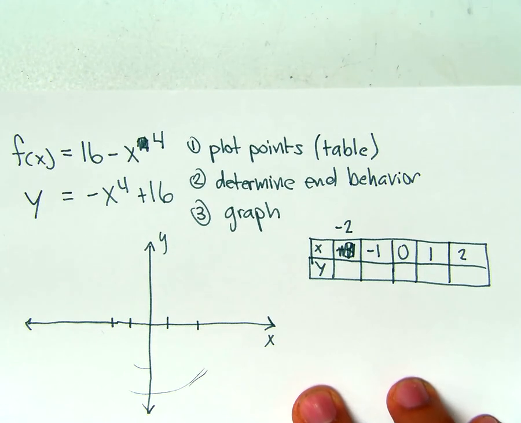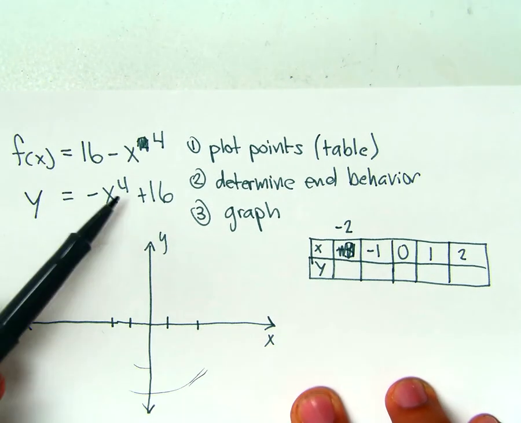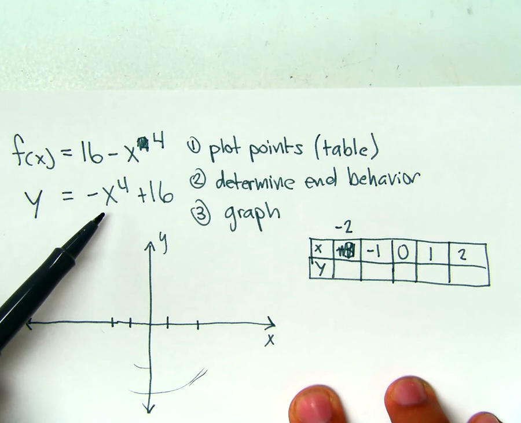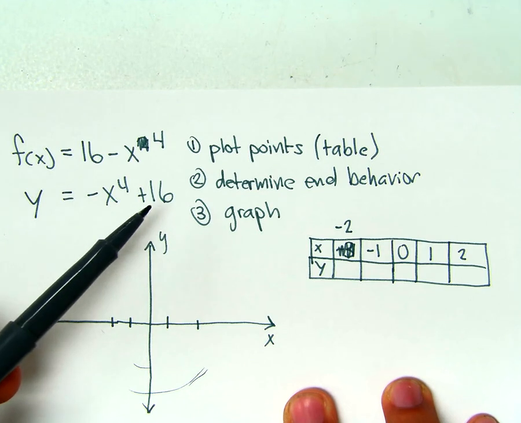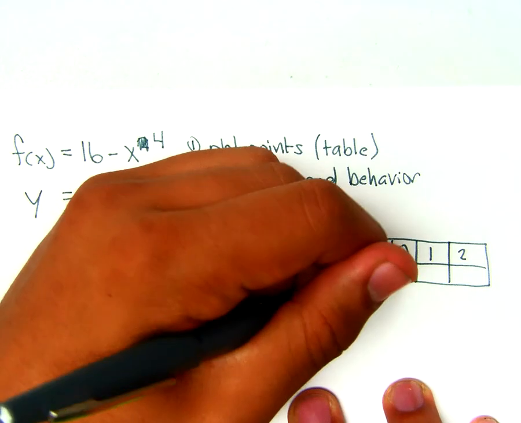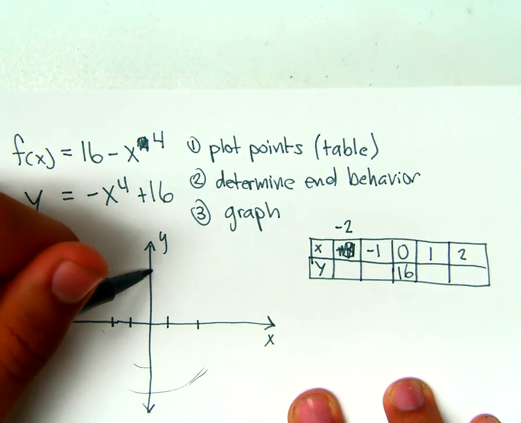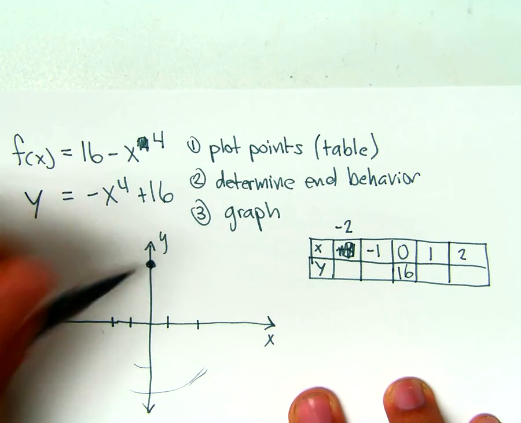Okay? So if I plug in 0, 0 times 0 times 0 times 0 is what? 0. And then 0 plus 16 is... So I know that when my x is 0, my y is 16. So I can plot that point.